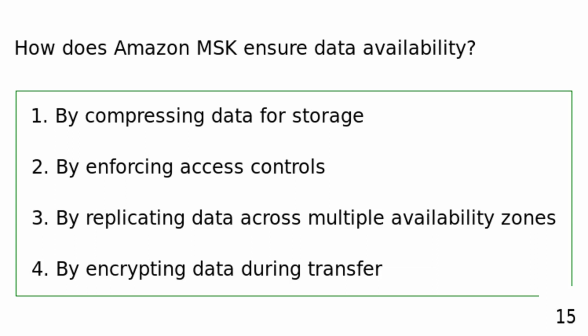How does Amazon MSK ensure data availability? By compressing data for storage. By enforcing access controls. By replicating data across multiple availability zones. By encrypting data during transfer.